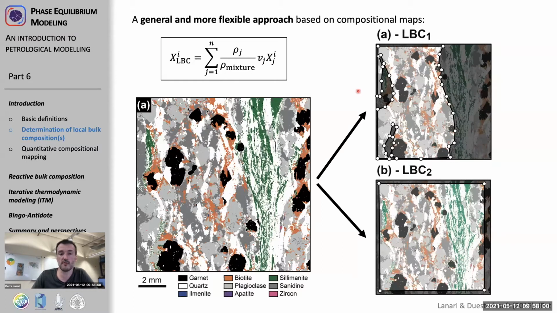It's very straightforward. And then if you do that, you can use any area on your map to extract a local bulk composition. This will be the local bulk composition number 1. And this is an example of a larger area that will be local bulk composition number 2. And then you can use that as an input in your model.